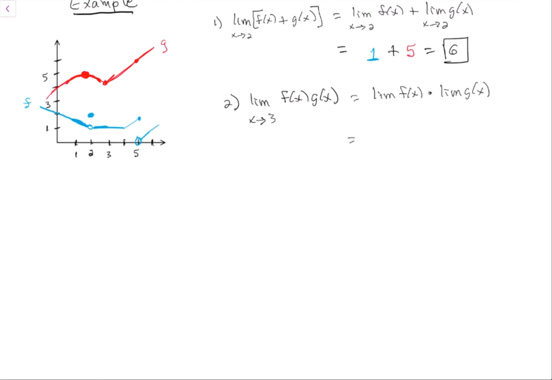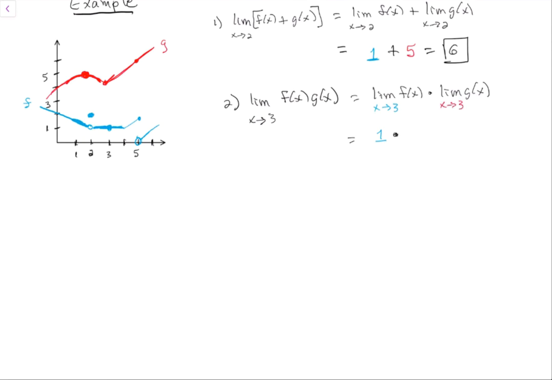I'm going to switch color here. I'm going to go to blue to take a look at f of x, with x approaching 3. So down here at x equals 3, we're looking at the blue graph, which is f. At x equals 3, when I approach from the right and from the left, f is trying to get to 1.